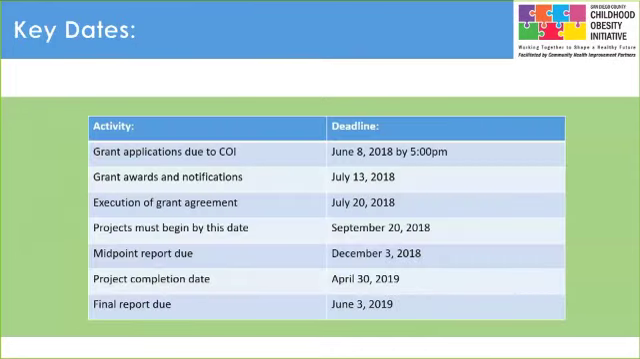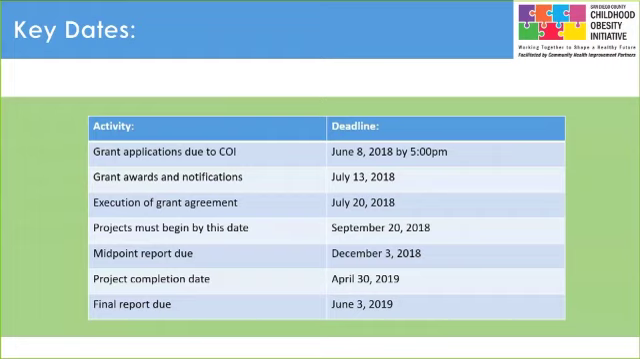Now we just like to point out some key dates. The grant applications are due June 8th by 5 o'clock p.m., and you can email them to me directly. The grants will be awarded July 13th, and then we'll execute the grant agreements by July 20th. All projects must begin within 2 months of the grant agreement, so that'll be September 20th.